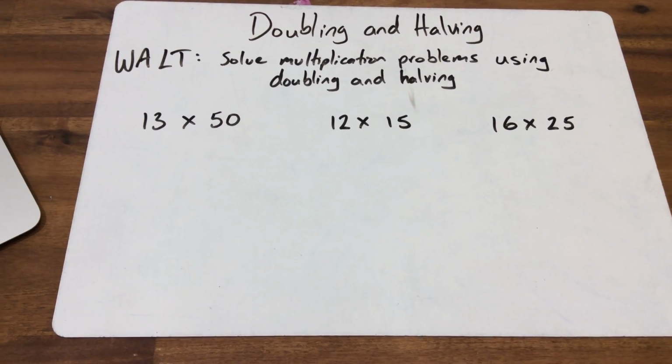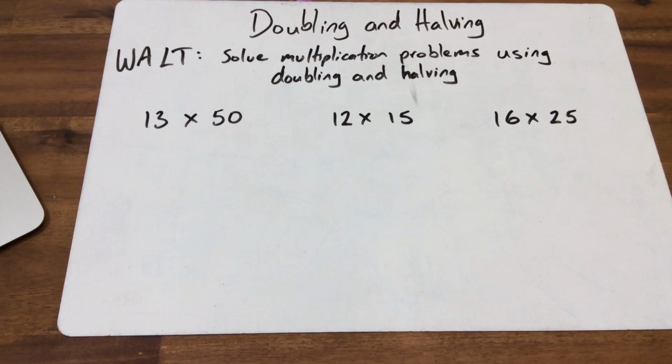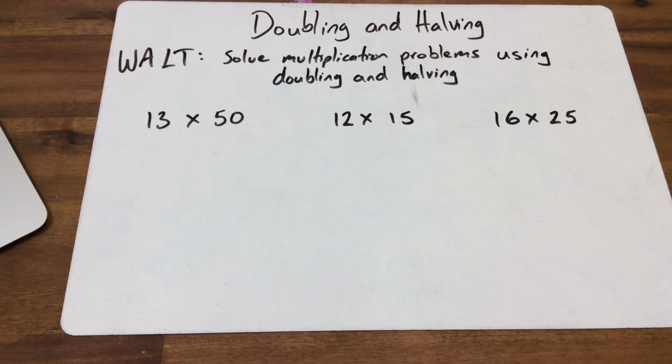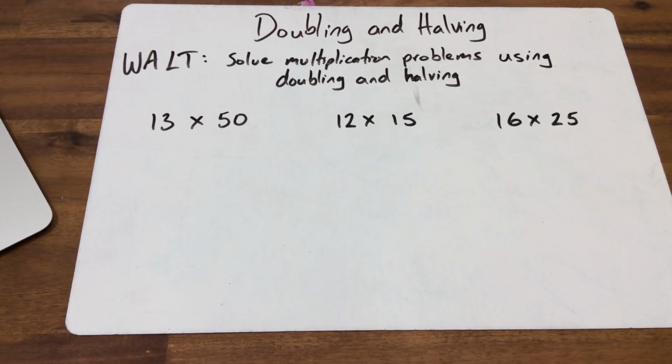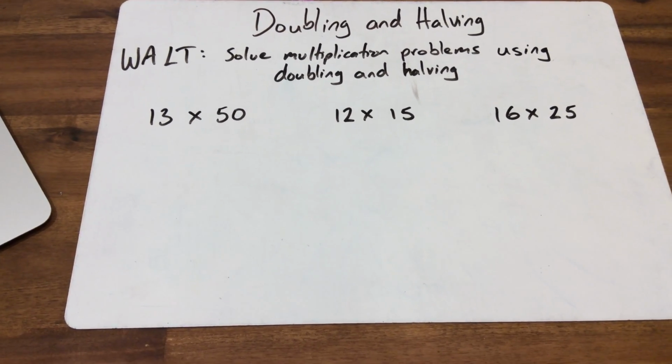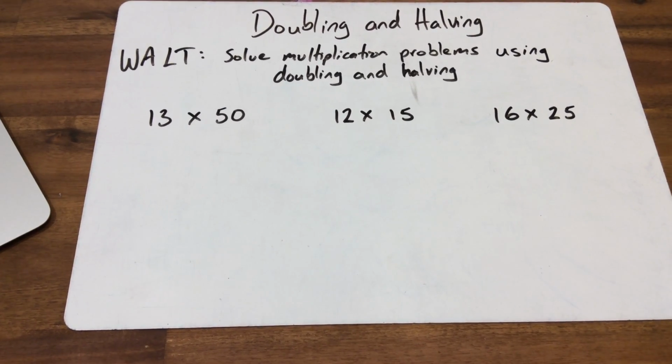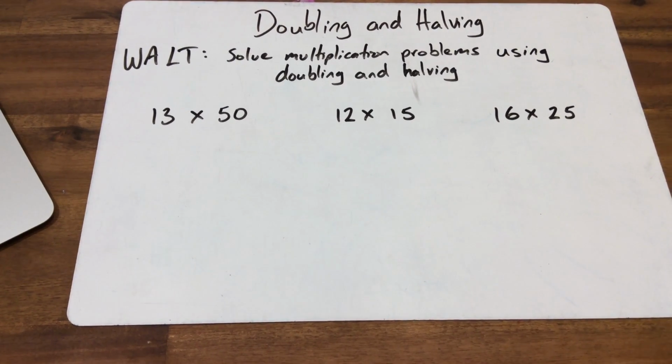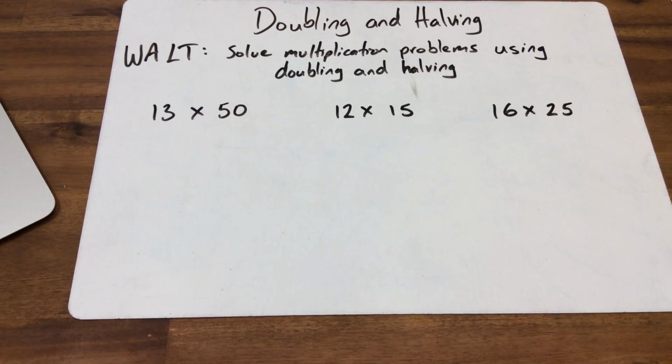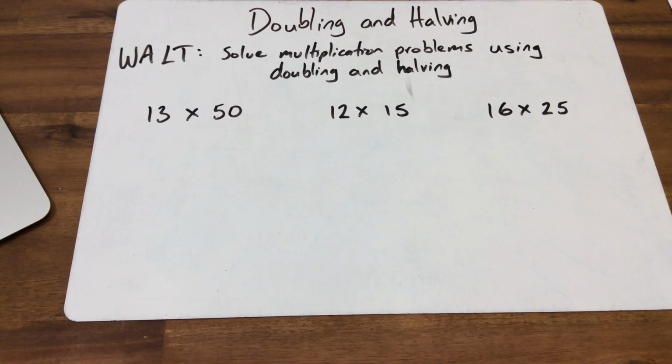Hi guys, today we're going to look at doubling and halving. So we've got our WALT there: to solve multiplication problems using doubling and halving. When we're doing doubling and halving, we generally want to have a number that is an even number within the equation. If we have two odd numbers, you generally can't double and halve.